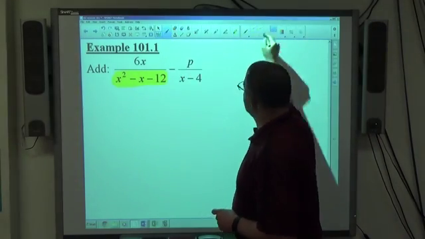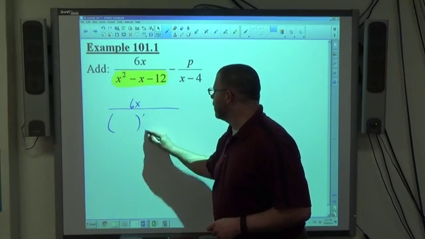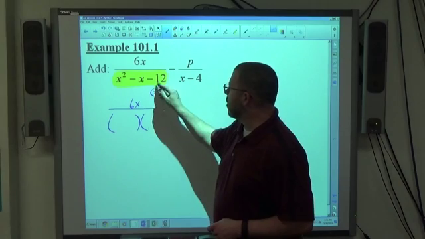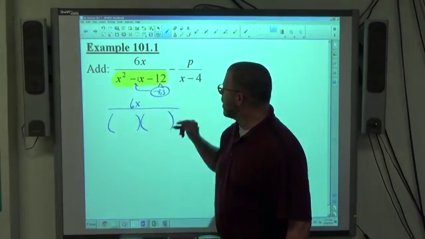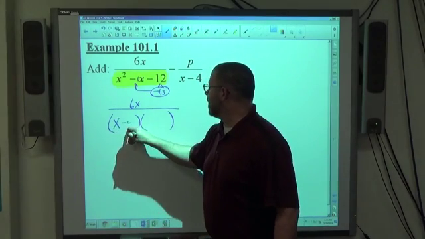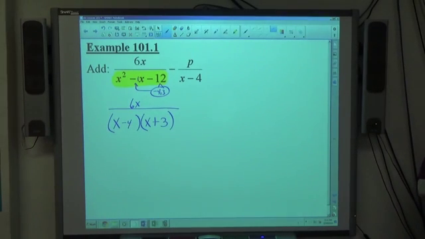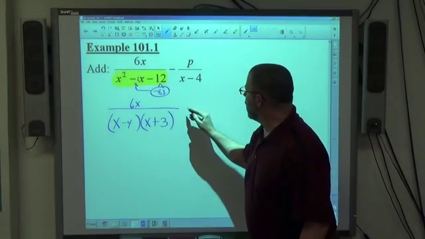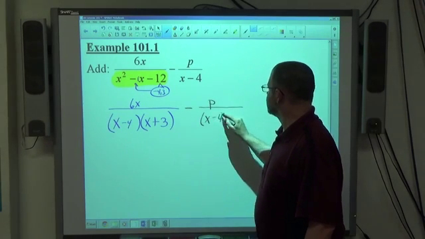This fraction here, 6x on top, can be broken apart into the two numbers, -4 and 3 would make the -12 product, the -1 sum, right? So the factored form of x squared minus x minus 12 is x minus 4 and x plus 3. Priority 1, factor everything that's factorable in these problems. That allows you to better determine the least common denominator. The second fraction is, as it already is, -p on top over x minus 4 on the bottom.